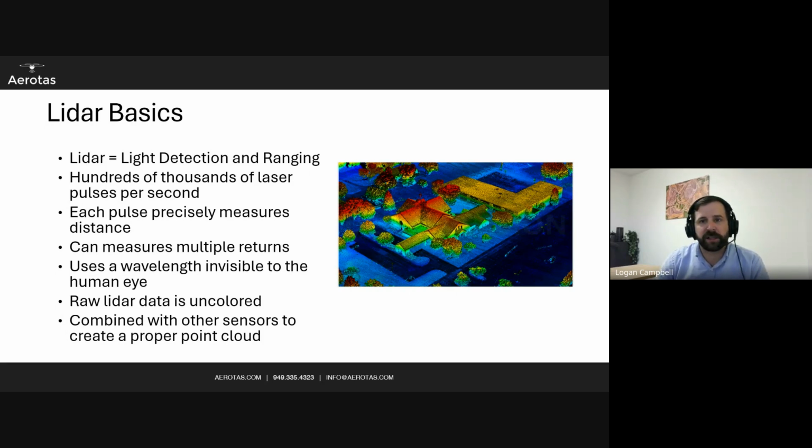And typically, once we actually get this raw LiDAR data, it is combined with other sensors to create a proper point cloud. The laser scanner is only a single part of the system. It's combined with the IMU, or inertial measurement unit data, the GNSS, GPS, RTK data, that sort of thing, as well as a number of other things. So it's combined together to create a proper point cloud.